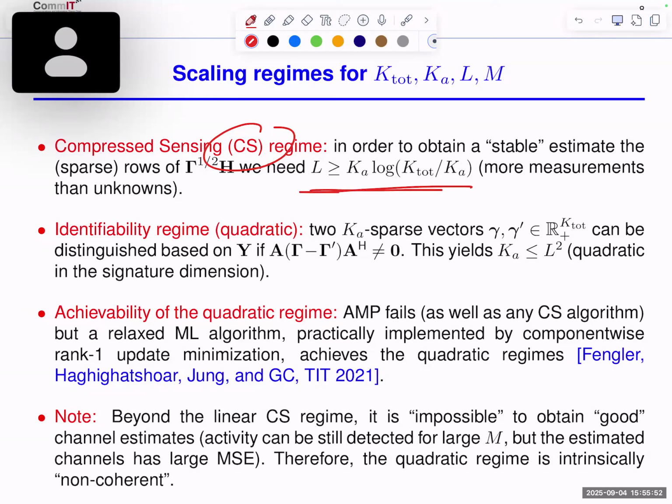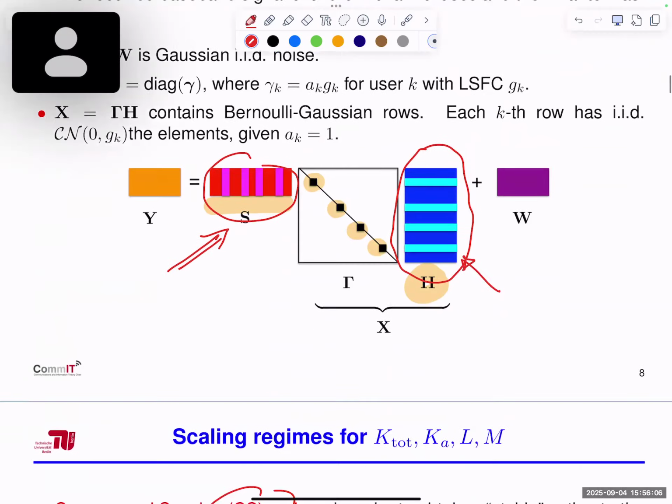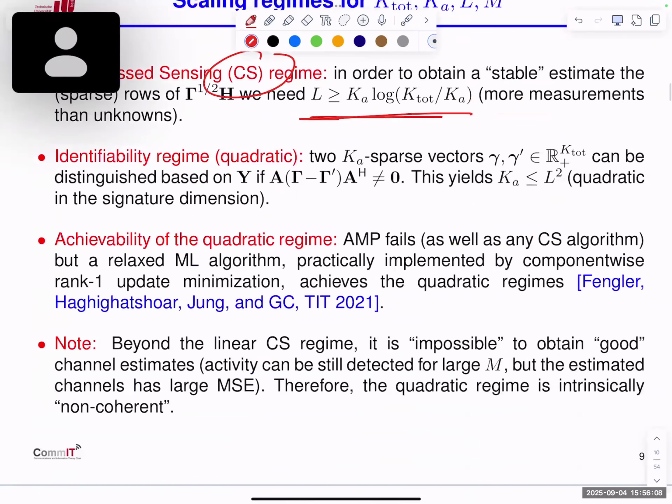Then we have the identifiability regime. The identifiability regime is where we care about which code word has been transmitted, but we don't really want to estimate this matrix. And it turns out that this is a quadratic regime. One can show that the number of active users is upper bounded by L squared instead of L, like here. And in fact, we have a paper where we came up with an algorithm called the covariance-based algorithm that achieves this regime provably.